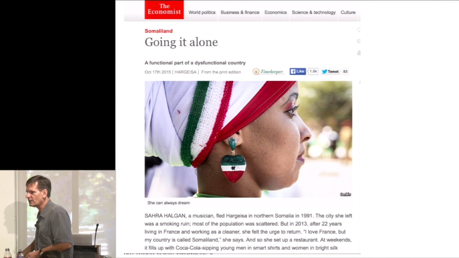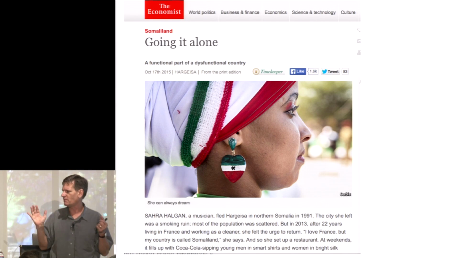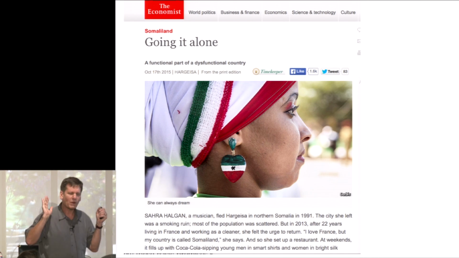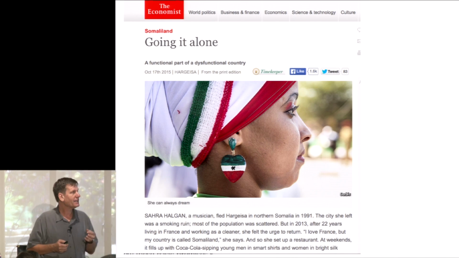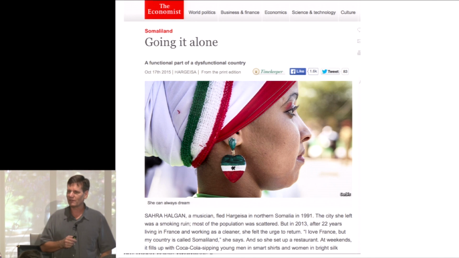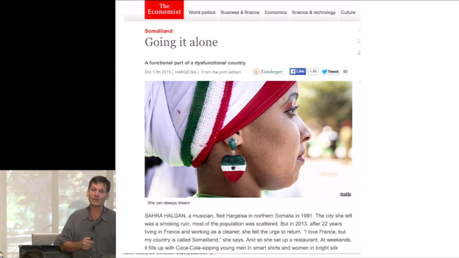So Somaliland declares itself independent. It says, we are a fully sovereign, independent state. No way are we ever going to join back with Somalia. We don't want to have anything to do with them. They're a mess. And we're not. And there are problems in Somaliland. It's not a perfect state, but actually, it's one of the better run parts of this region of the world.